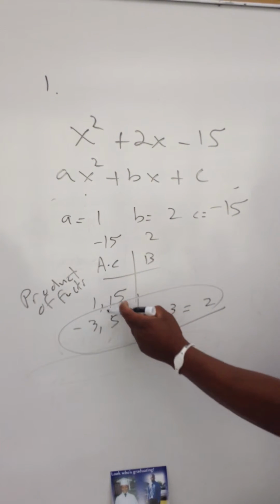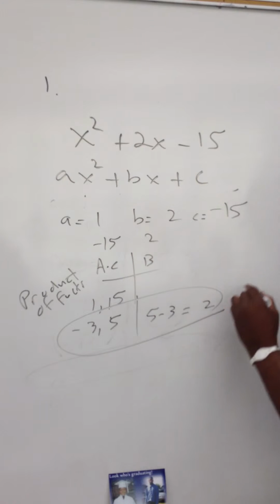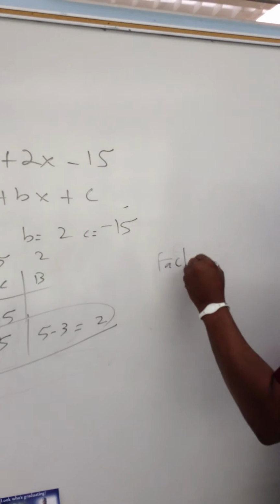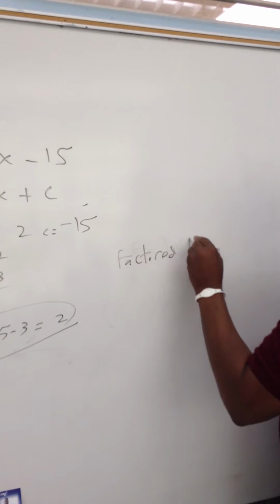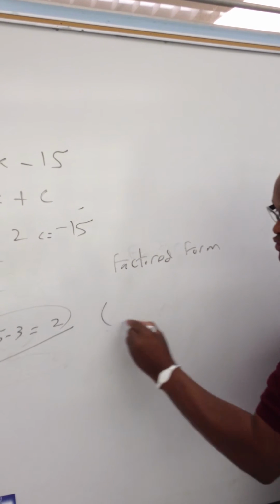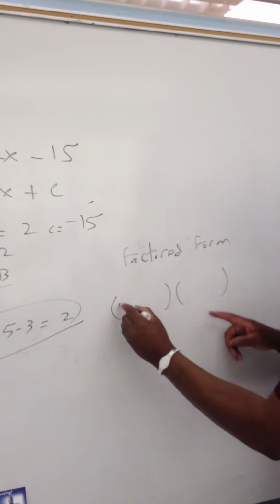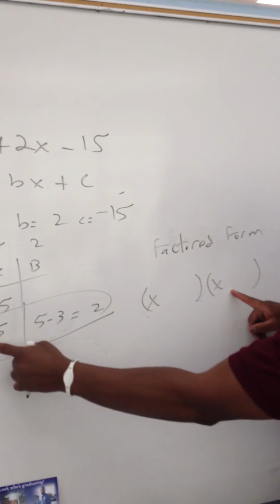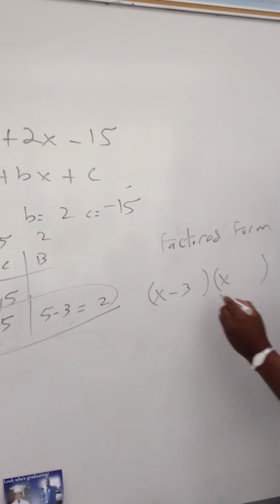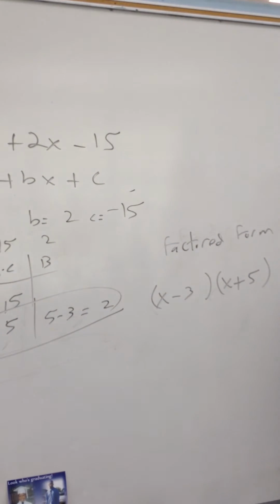Once you get the two factors that satisfy your criteria, all you do is put it in factor form. Meaning you're going to put 2 sets of parentheses, always put x here and x there, and you just bring them straight from the table. Minus 3, plus 5, and you factor.